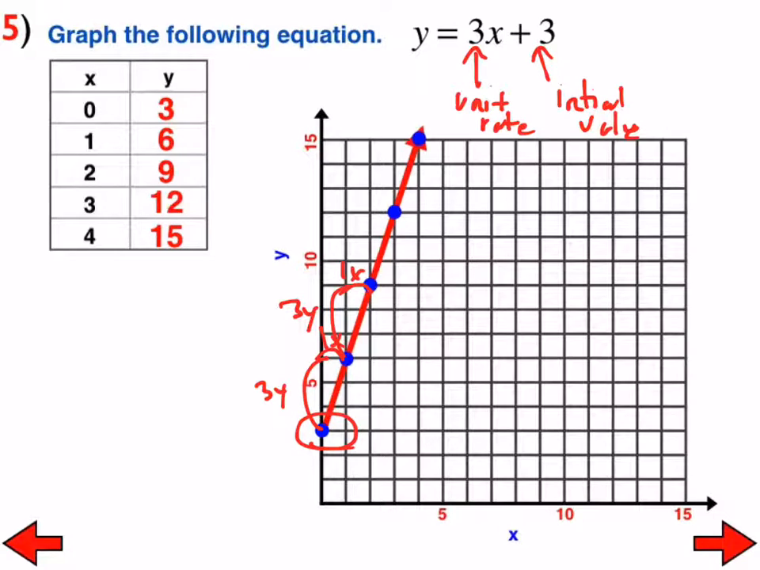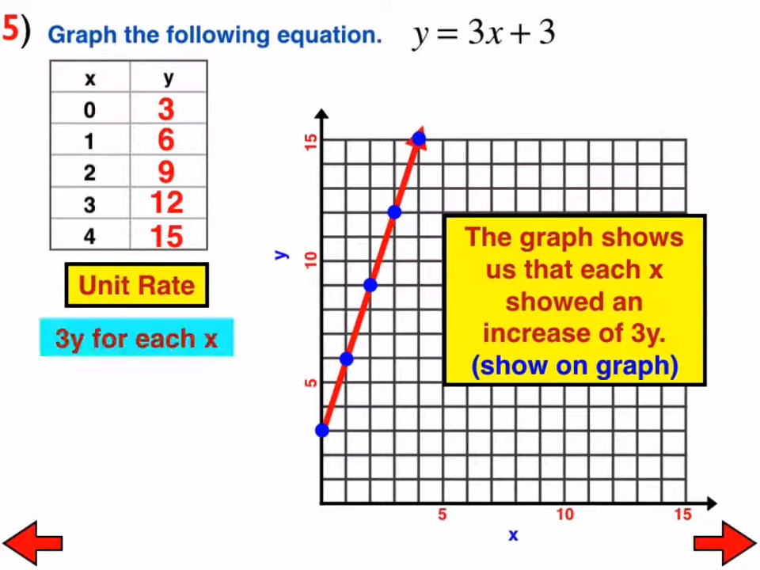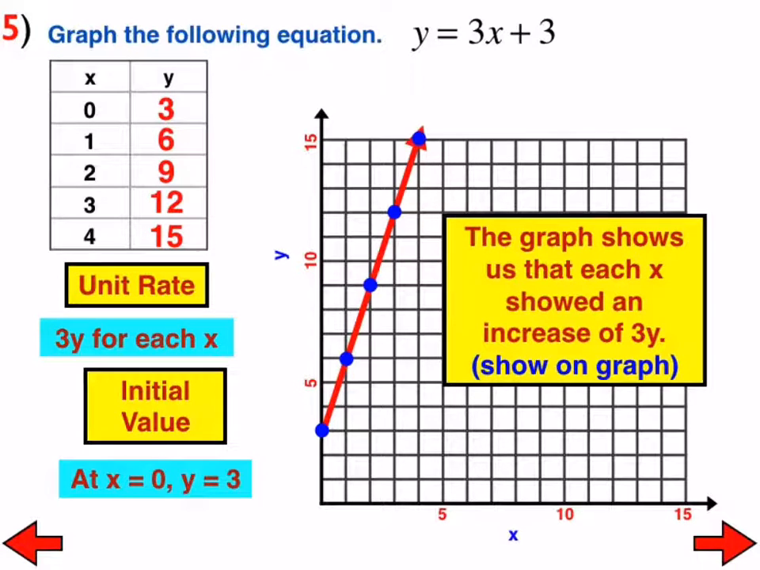Now, I'm doing that because I'm also asking in this one, what is the unit rate and what is the initial value? So in this specific problem, the unit rate is, as I just showed you, 3 y's for each x. We have an increase of 3 y's for each 1 x. And the initial value is at x equals 0, y equals 3.